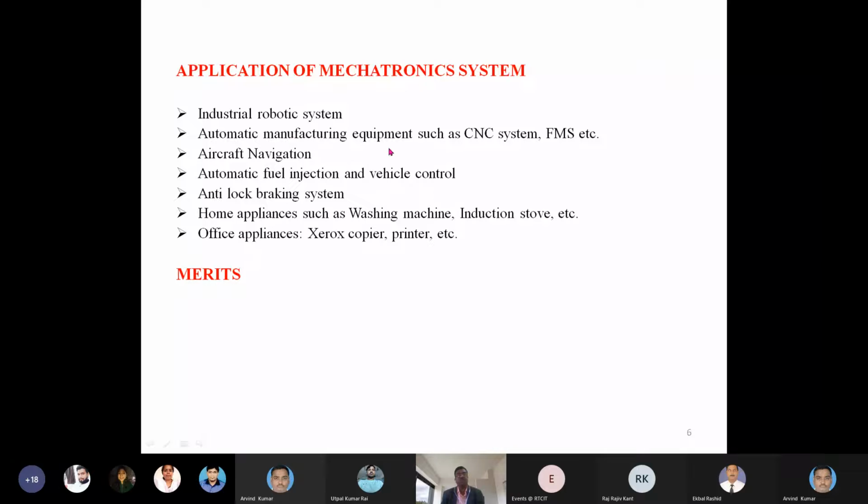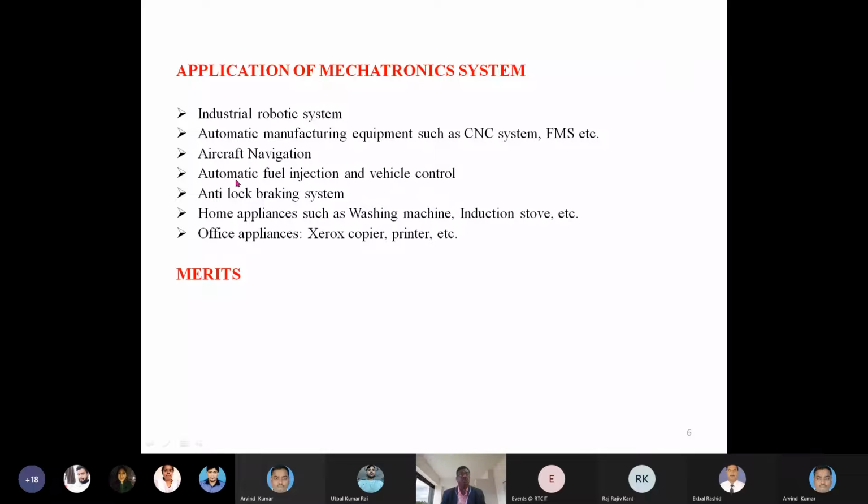Automatic manufacturing equipment, commonly used CNC systems, the flexible manufacturing system and GT cell, etc., which completely work in the form of the MCU, the MCU of the CNC system and FMS, which takes care of the automated material handling system and a centralized computer system, which are in the form of mechatronic systems. And aircraft navigation, this is the first application where we find the mechatronic system.